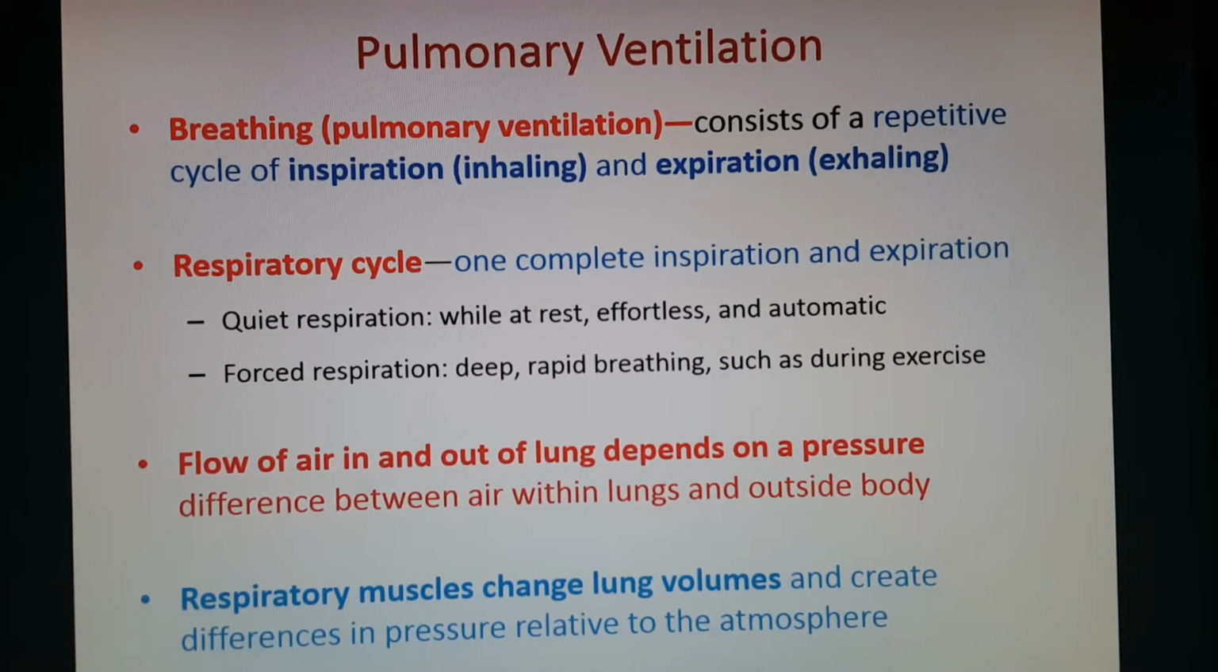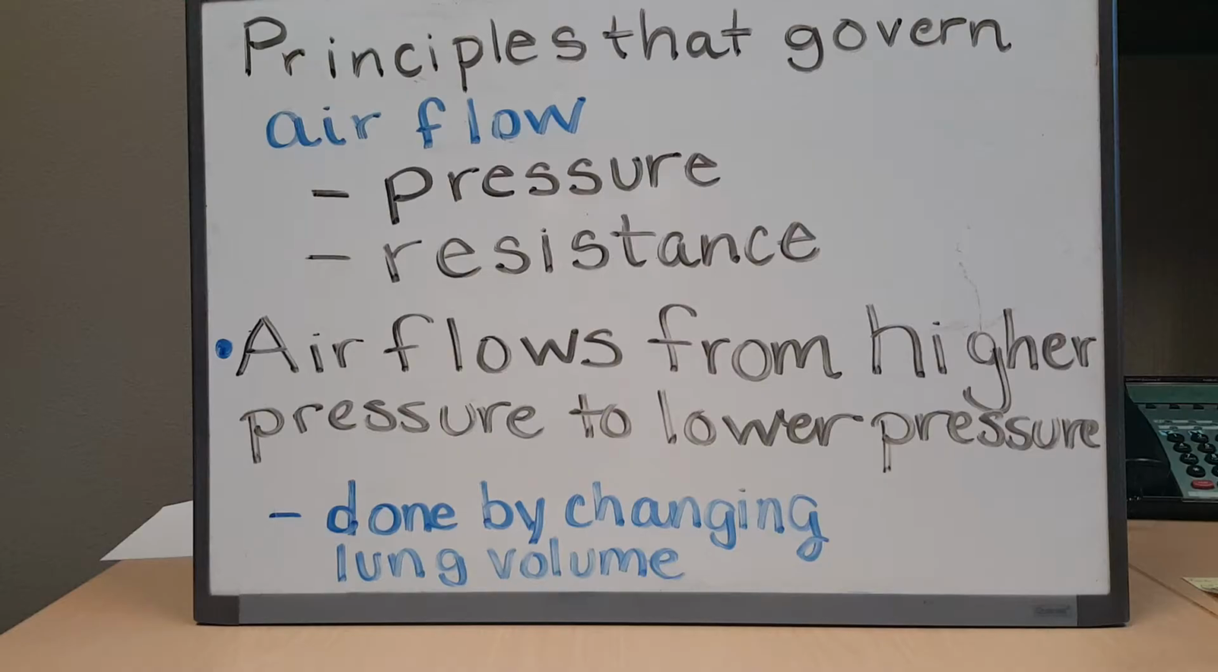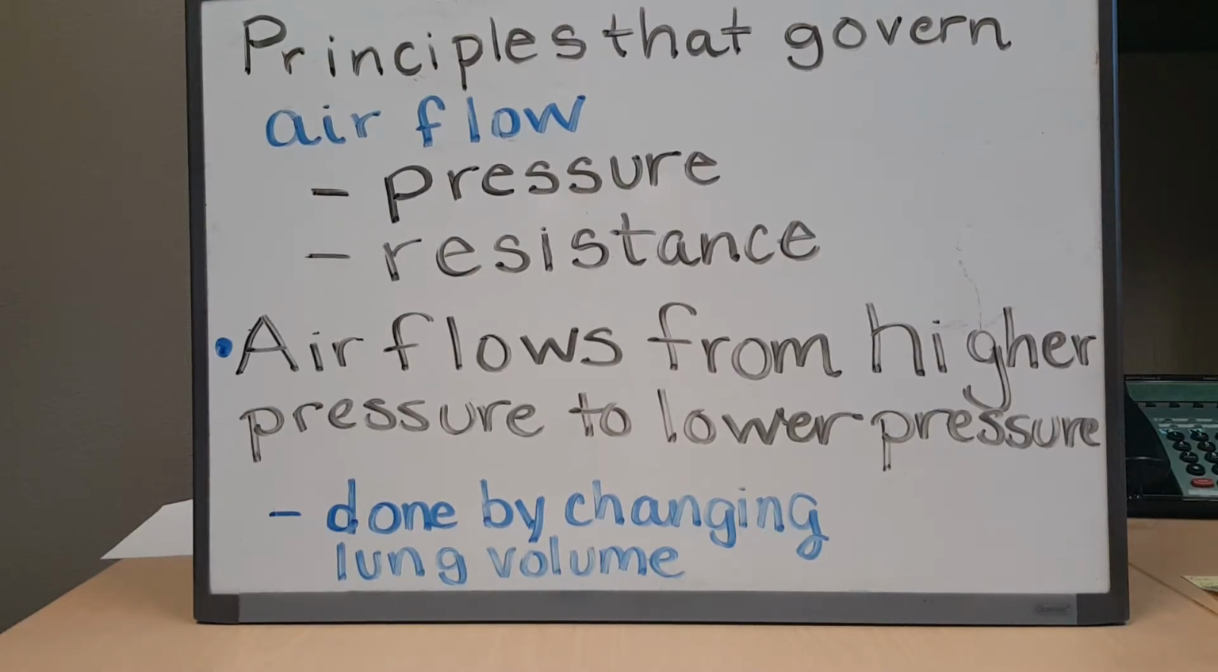So the principles that govern airflow are pressure and resistance. The flow of your air depends on the differences in pressure between the air that is inside the lungs as well as the air that's outside your body. In order to do this, your respiratory muscles will change the volume in the lungs, which causes differences in pressure.